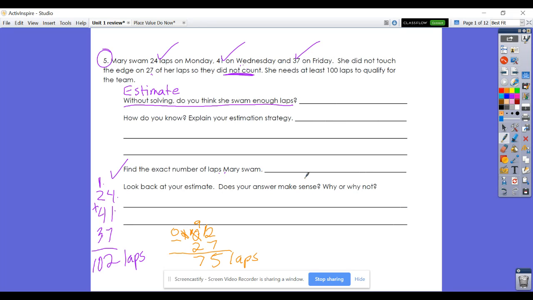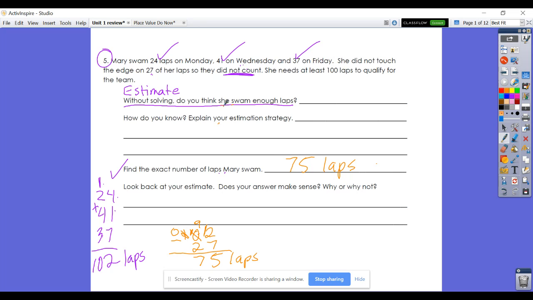So the exact answer is 75 laps. I'm going to take questions later. Let's go through all the parts first. Again, I like doing the exact answer first. I knew I was going to have to do it, so I went ahead and did that first. But we still have to answer all parts of the question.